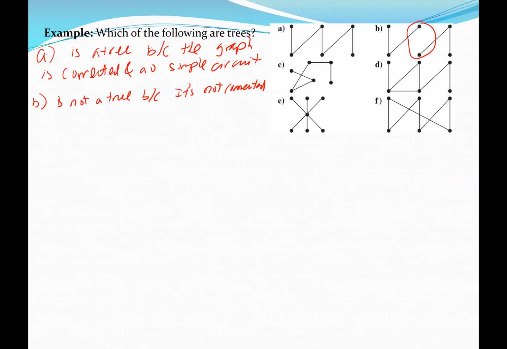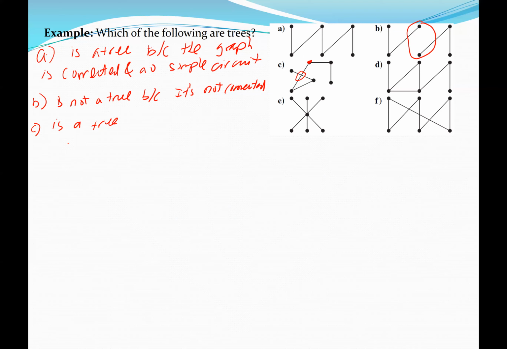How about C? Are they all connected? Yes. Is there any simple circuit? The answer is no. You see here, this kind of overlapping, but they don't intersect each other. Remember planar, right? How do you know if they intersect each other? It will have to be represented by a dot. This one has no dot involved, so they're not intersected. So C is a tree, because it's all connected and there are no simple circuits.